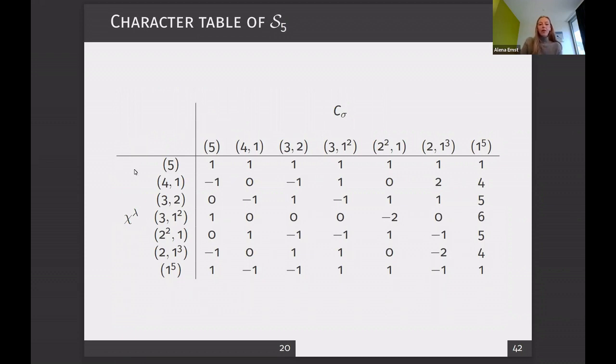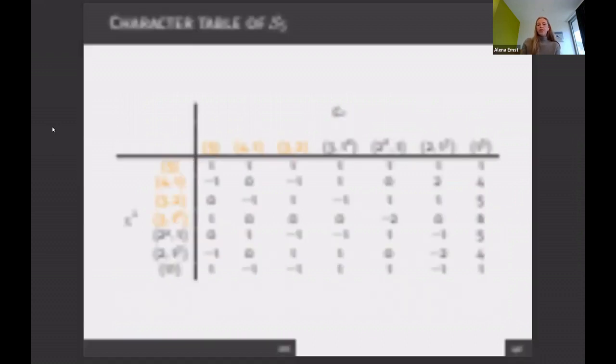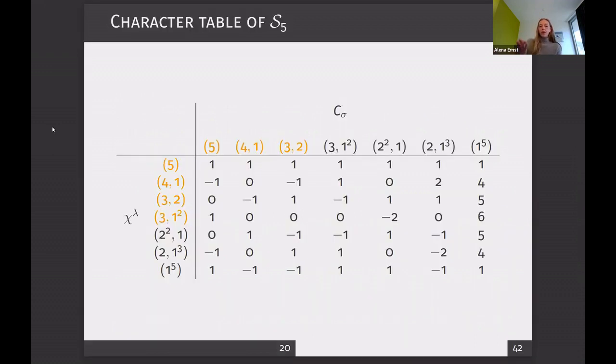This is a character table of the symmetric group of 5 elements. Each row gives us an irreducible character. And here we see the conjugacy classes corresponding to the different partitions. And we are basically interested in this little corner up here, the one that is now marked in orange.